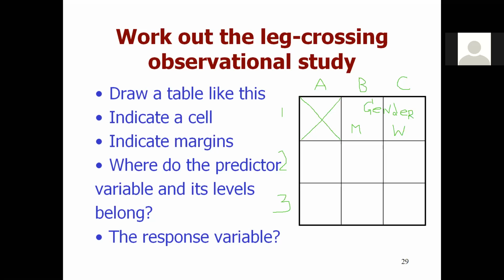Yes, so we're going to say leg crossing. That's where it will go, right? And Jenny, what axis is that? Y. Fantastic. Again, we have two levels. We have no leg cross versus yes.